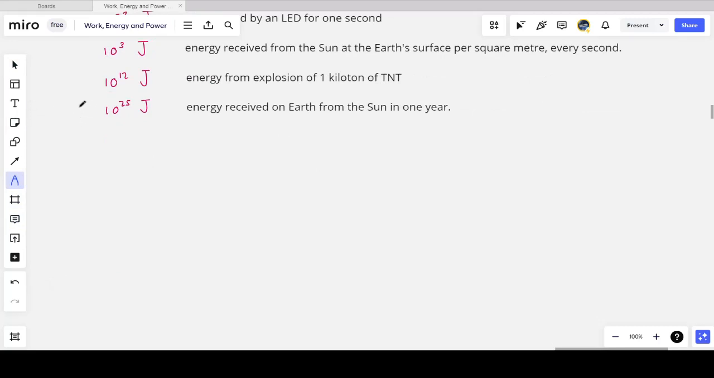So what happens when work is done? Well, when work is done, energy is transferred. Energy goes from one form to another. And that's basically what work does.